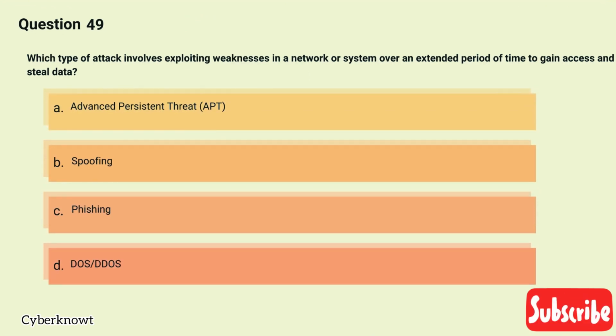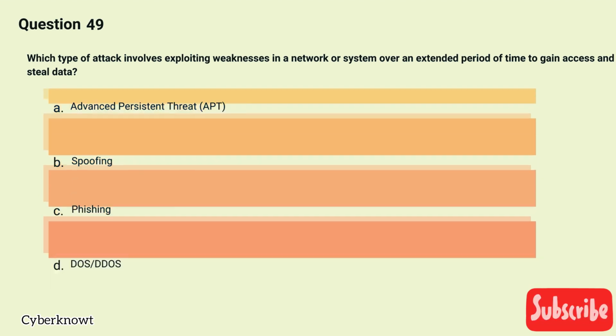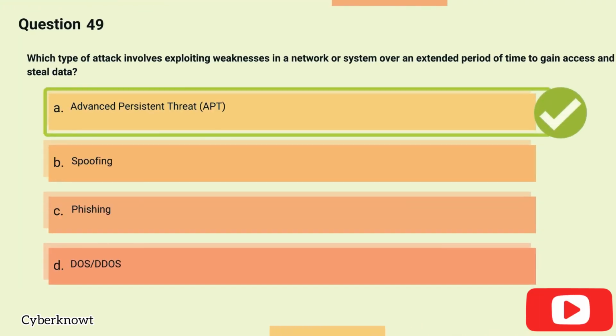Question 49. Which type of attack involves exploiting weaknesses in a network or system over an extended period of time to gain access and steal data? Option A. Advanced Persistent Threat, APT. Option B. Spoofing. Option C. Phishing. Option D. DOS/DDoS. The correct answer is option A.